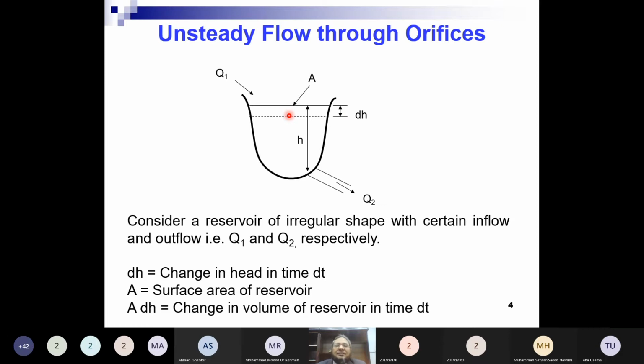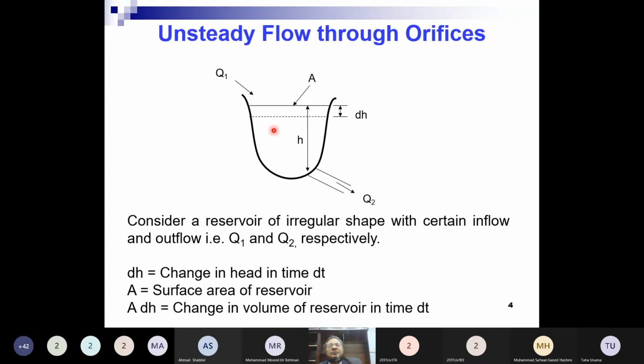Now, let's say dH is the drop in the water level in the reservoir in time dt. dt is a very small interval of time. And capital A is the surface area of the reservoir. Now, what are the practical examples of reservoirs? Can you give me a few examples? One example is overhead tanks, as I mentioned.